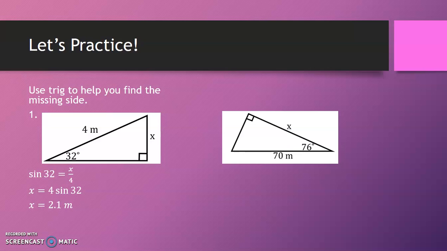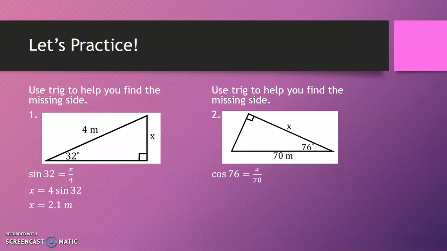Going over to the second picture on the right side of the screen here, we're going to also solve for x, but this time it's in a different place. Now you also have 76 degrees is what's provided for you. That 70 meters is across from the right angle, so that's your hypotenuse. The x, since it's next to the 76 degrees and it's not the hypotenuse, means that it would be the adjacent side. So I have adjacent and I have hypotenuse, which would be cosine.